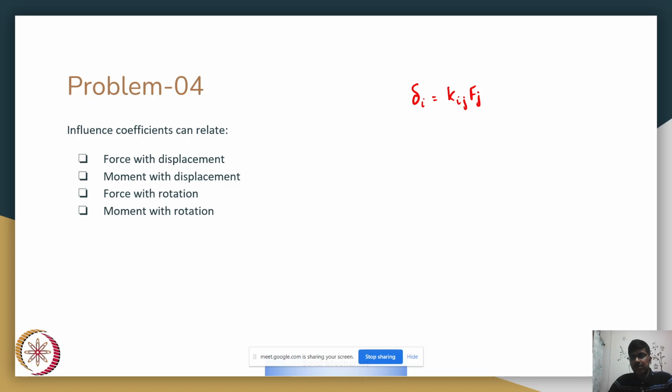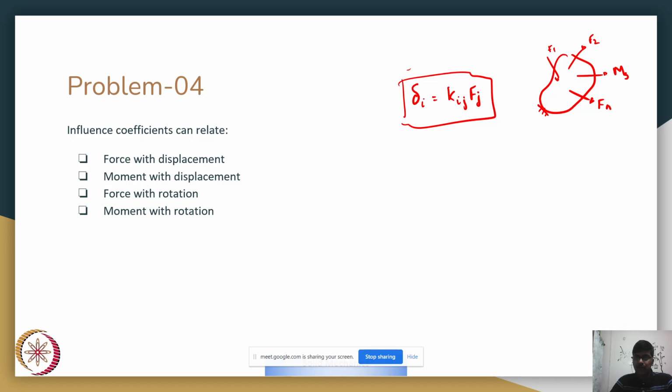This relation says that if you have different forces F1, F2, M3 and so on, all the way till say Fn, then delta i equal to Kij Fj gives you the relation between displacement at the point i and the force which is applied at point j. While we initially began by defining this for a force displacement relation, this equation is valid for generalized forces and displacements. So what are generalized forces?